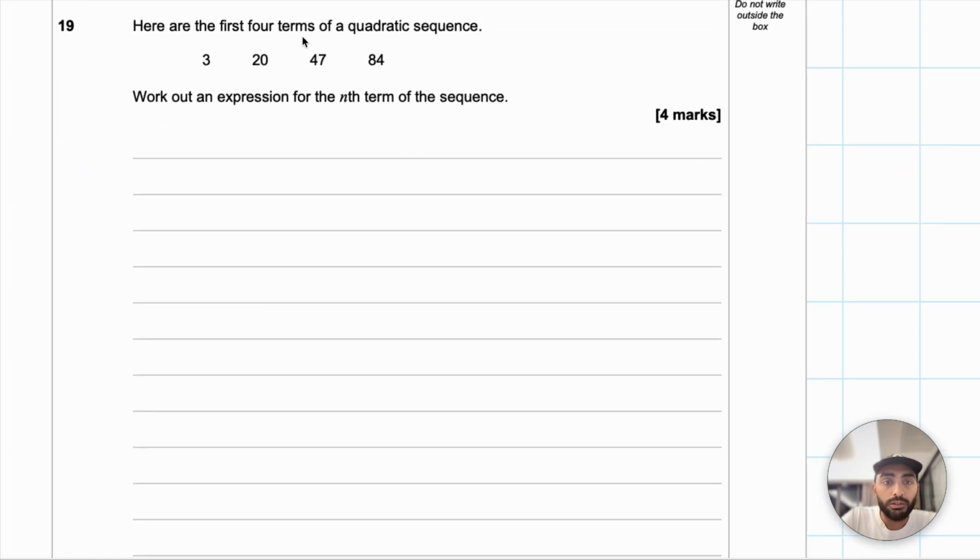Question 19. Here are the first 4 terms of a quadratic sequence, and we're trying to find out what the nth term of this quadratic sequence is. The first step that we need to do is find the second difference. Let's find out the first difference first. So between 3 and 20 is 17.